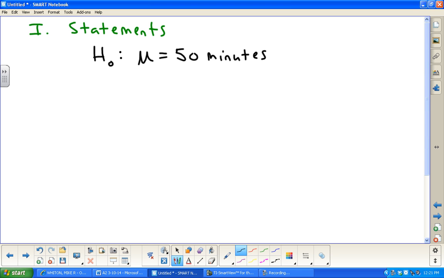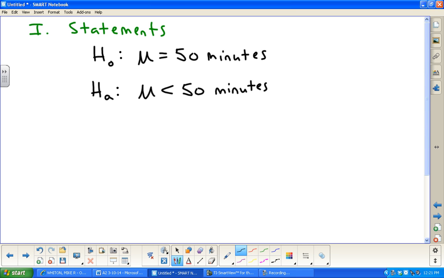Okay, the null always has to include an equal sign because we're going to assume it's true and we're going to use that as the mean, or as the center of our distribution, of our normal curve or t-curve. So it has to include the equal sign. It's the alternative hypothesis that'll have the greater than or the less than or the not equal. And in this case, we think it's less than 50 minutes.